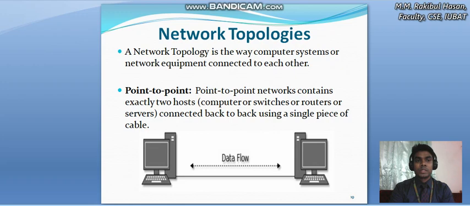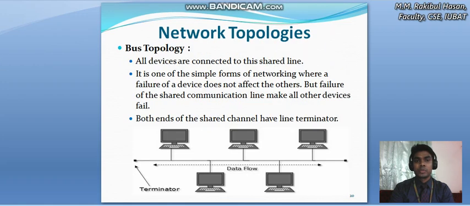Now let's see what the next topology is. The next topology is bus topology. This topology is a very simple one. Okay, so let's see what we have here. All devices are connected to this shared line. So here you will get a dedicated shared line. You can say this is the backbone, and all the devices, like here we have 5 computers, all of them are connected with this shared cable, right?